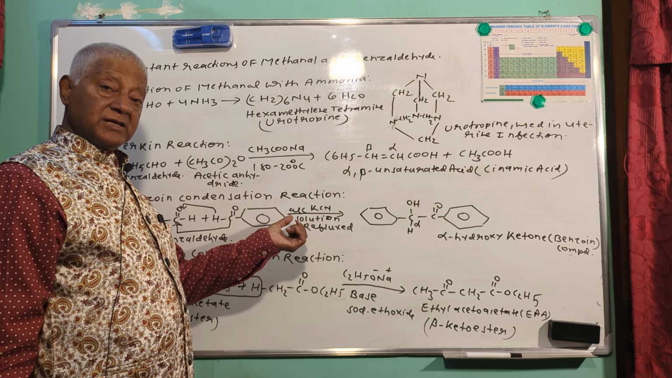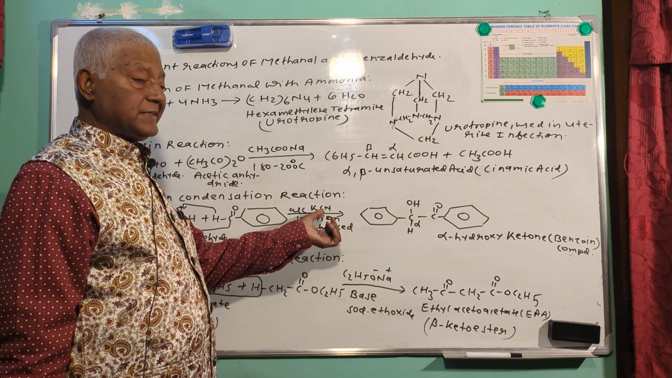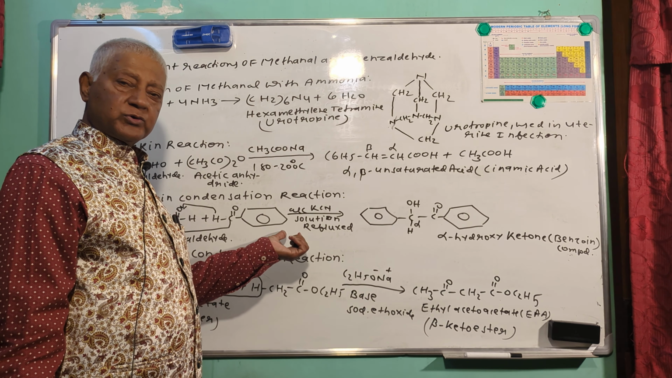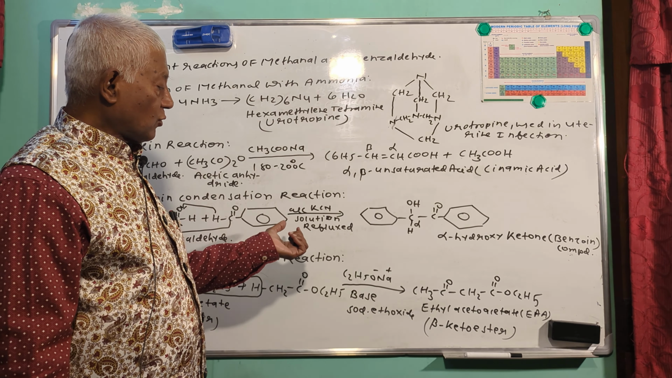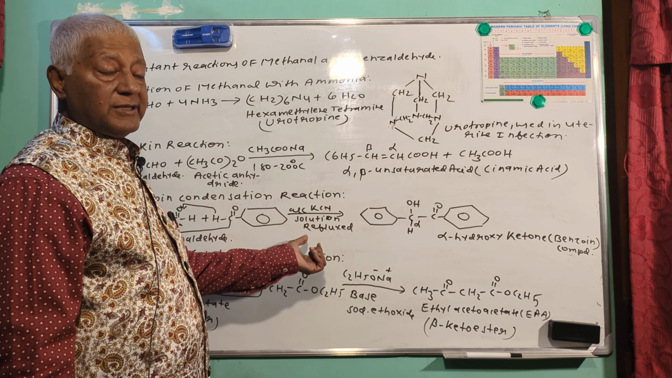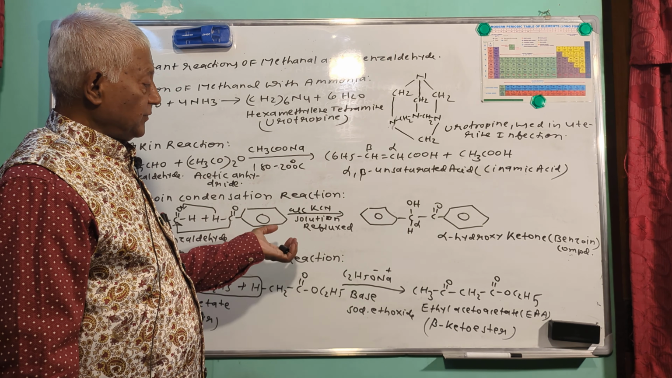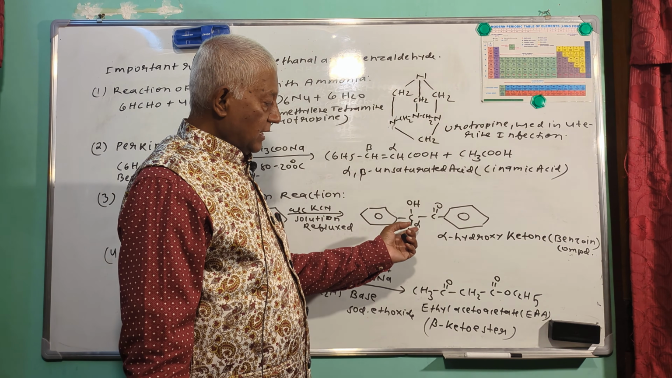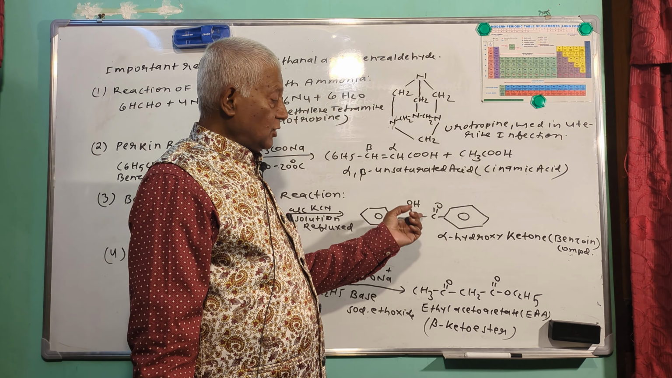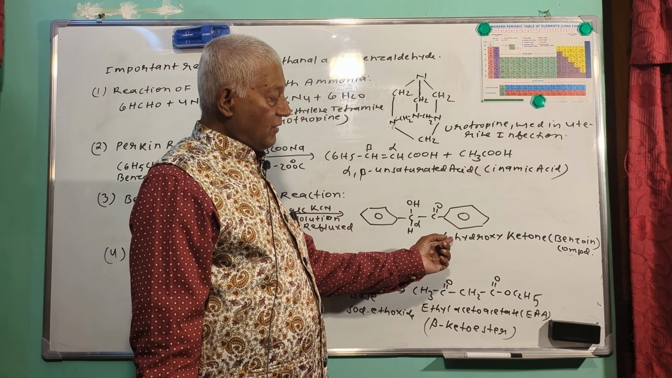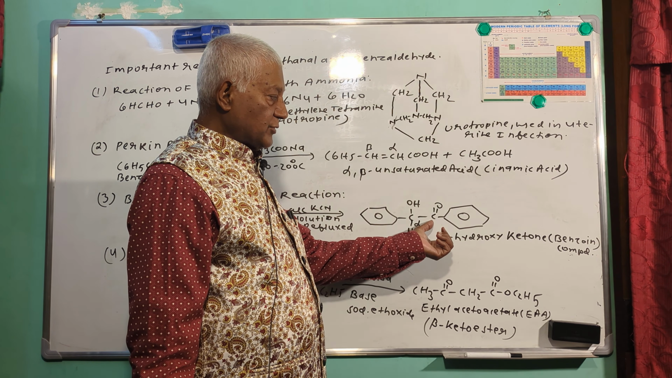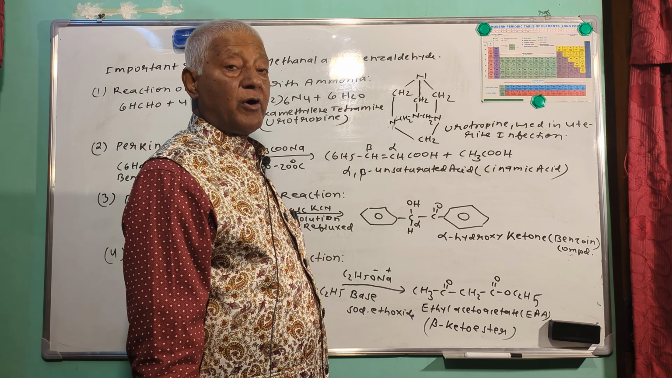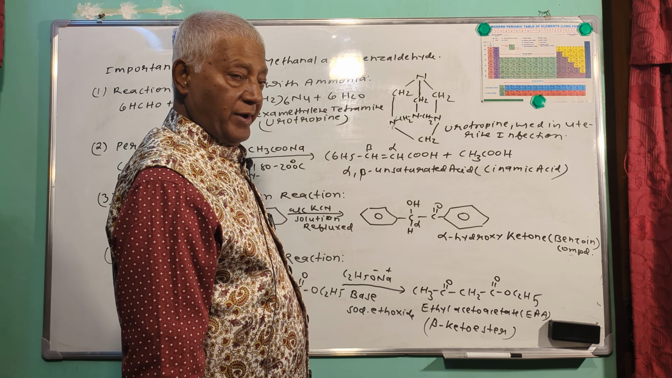In the presence of what? Alcoholic cyanide, that means potassium cyanide. Alcoholic means a solution made in alcohol. Reflux means heated, distilled. So after heating, what do we get? A very important compound, and in the alpha position we have OH. So what is the name of this compound? Alpha hydroxy ketone. The other name is benzoin.